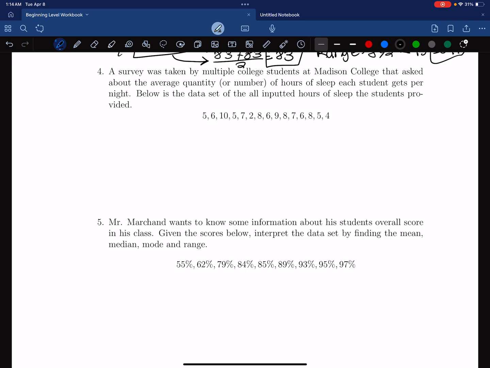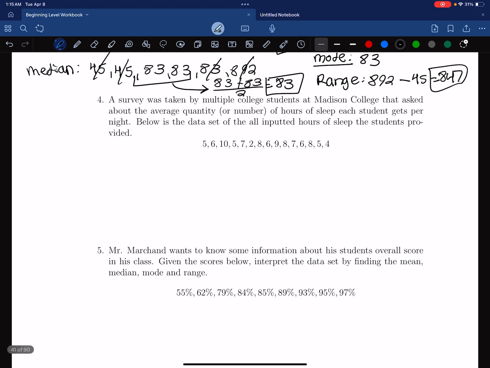So looking at our mean, well, actually, let's read through the problem first. It says, a survey was taken by multiple college students at Madison College that asked about the average quantity or number of hours of sleep each student gets per night. Below is the data set of all the inputted numbers of sleep the students provided. So we have this rather large data set, and what we have to do is find the mean, median, mode, and range to interpret these values.